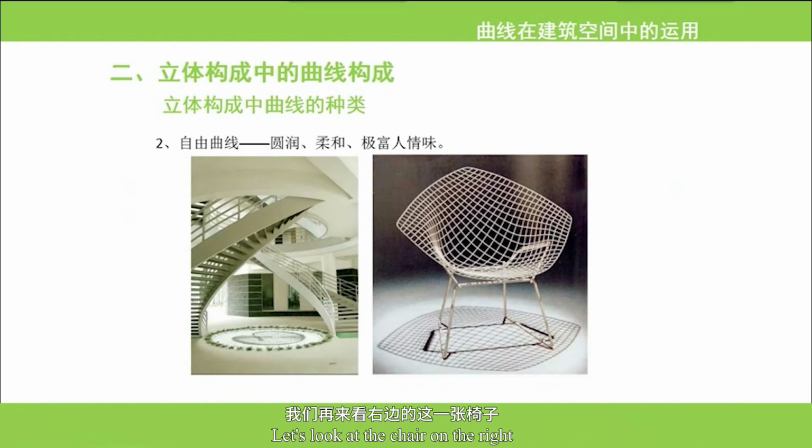Let's look at the chair on the right, called the diamond chair. We can see the shape of its backrest resembles a diamond. When we look at this chair carefully, it uses a three-dimensional composition of lines, a shape with curves intersecting one another. Through the intersecting curves, it naturally forms armrests, backrests, and seat surface. The intersecting curves also create a lot of mesh-like patterns, with gradual changes in form.